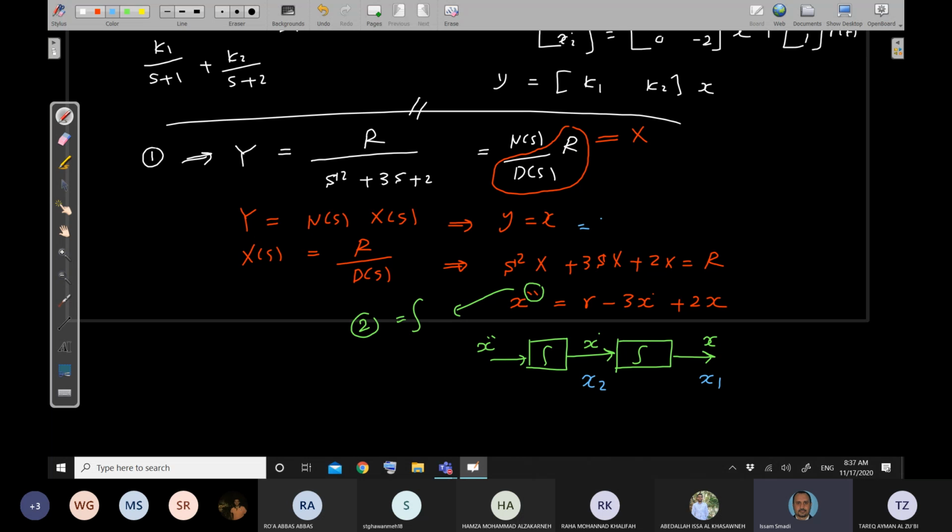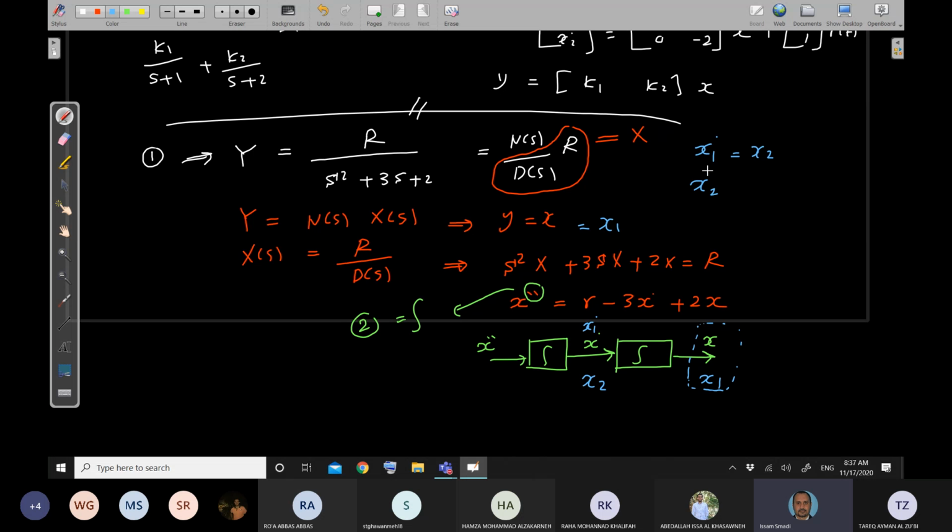So y will equal x1, because x is equal to x1. And simply x2 is x1 dot, because this one actually is x1 dot, because if I integrate this one, what am I getting? x1. So now I'm getting something called cascading, which means that x1 dot equals x2.